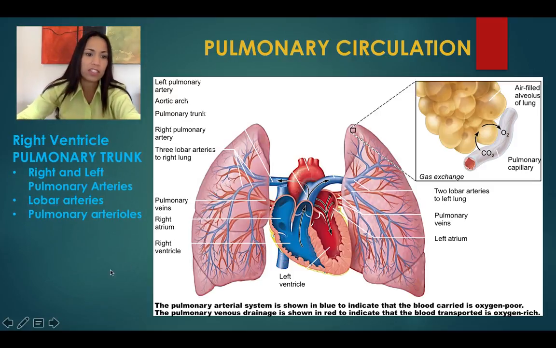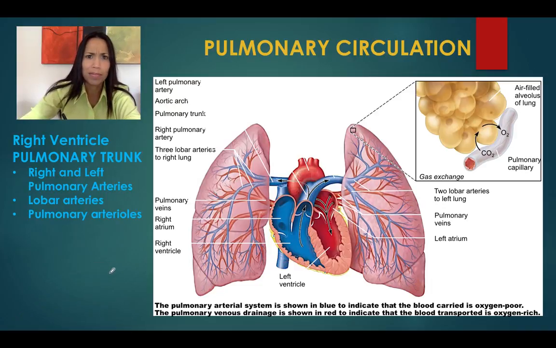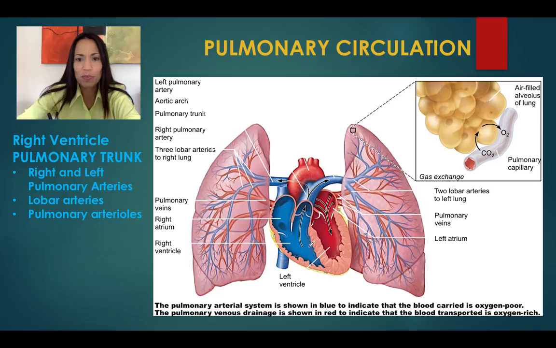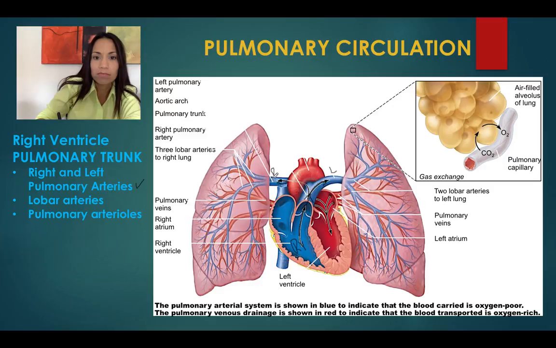And let's describe first the arteries of the right ventricle. Remember, arteries are going away from the heart. So we start right here in the right ventricle, and you can see right here the pulmonary trunk. And the pulmonary trunk divides into two branches. Here we have the right and the left pulmonary arteries. They deliver blood to each of the lungs.